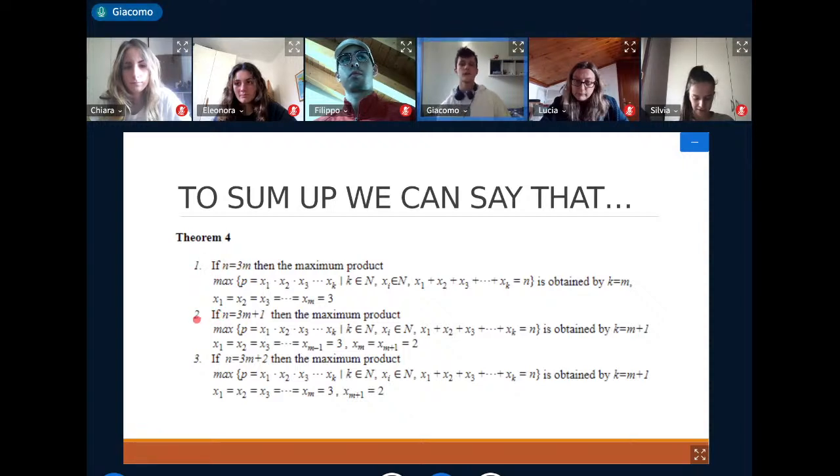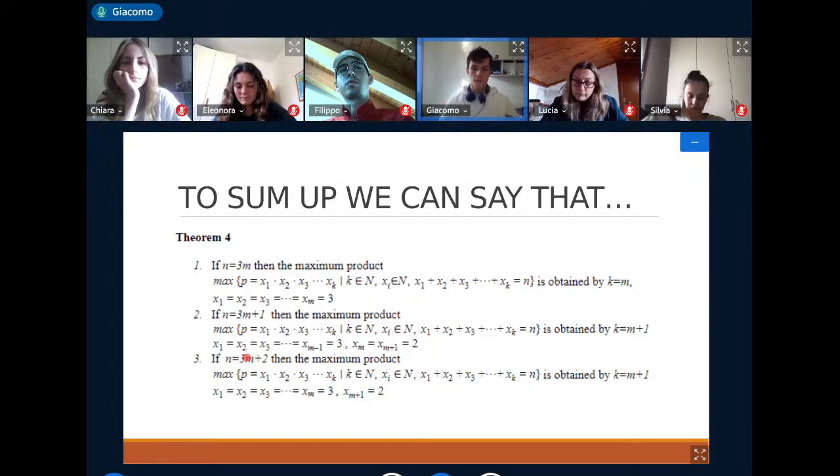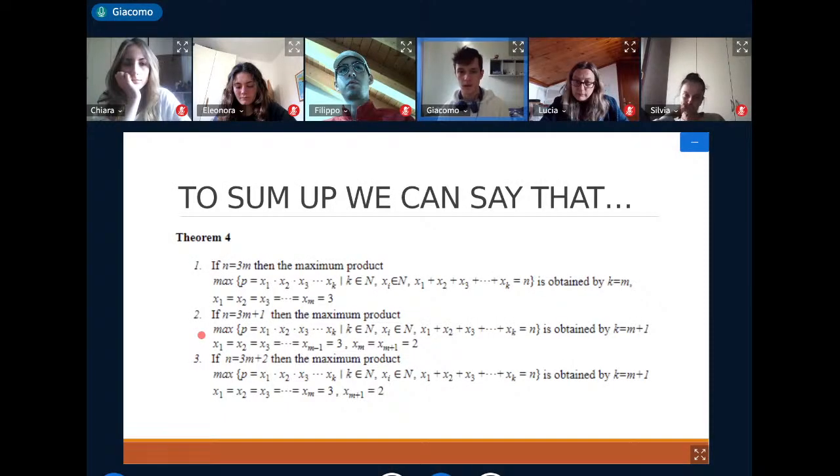The second category comprehends the numbers n that are equal to 3m plus 1, and in this case the maximum product is obtained with a k that is equal to m plus 1, and so we have m minus 1 threes, and we have just one 2 in the product.